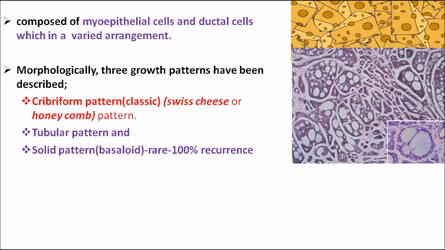So Swiss cheese pattern histologically, or honeycomb pattern, is seen in adenoid cystic carcinoma. There are 2 other varieties also, that is tubular pattern and solid pattern. But for MCQ, just remember this important point: adenoid cystic carcinoma shows cribriform pattern, or a Swiss cheese or honeycomb pattern. So this is the pattern.